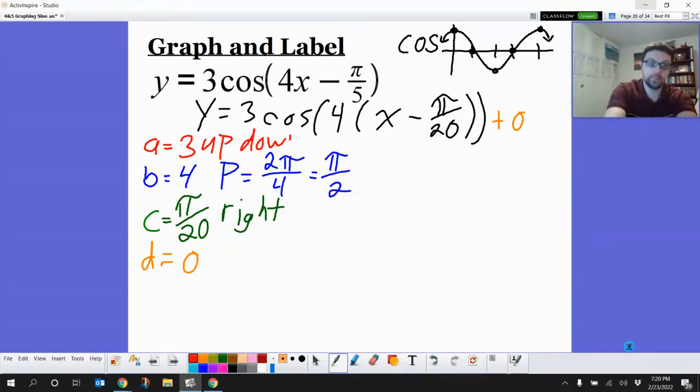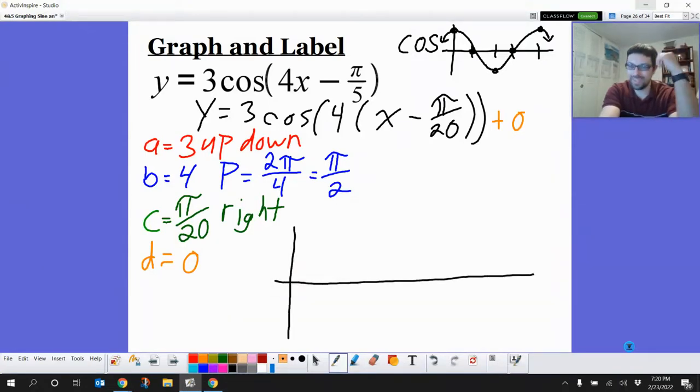I don't ever write the N. Okay, it's going to go pi over 20 to the right. Well, that's just going to be a tiny little bit. So basically just a bunch of our tick marks are just going to be off a touch. Write our period 1, 2, 3, 4, pi over 2.